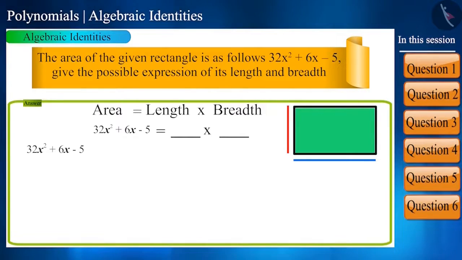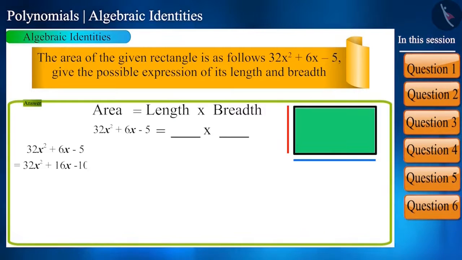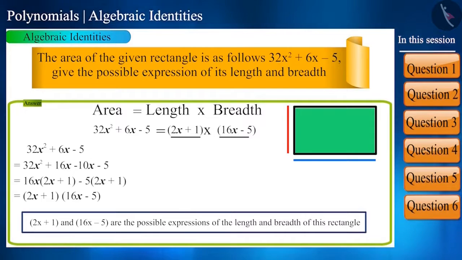We will solve this polynomial 32x square plus 6x minus 5 by splitting the middle term method. So 32 multiplied by minus 5 will be minus 160. Now two numbers whose product is minus 160 and the sum is 6 are 16 and minus 10. Now let's write it like this. 2x plus 1 and 16x minus 5 are the possible expressions of the length and breadth of this rectangle.